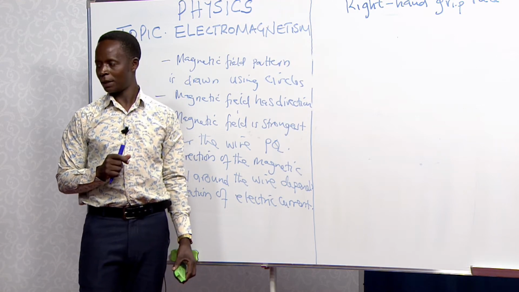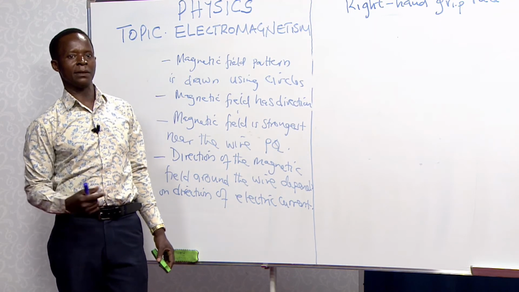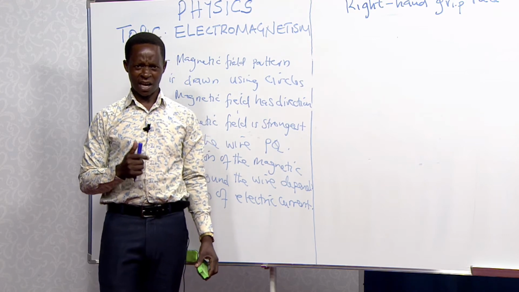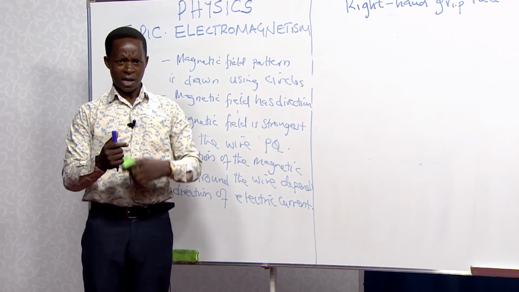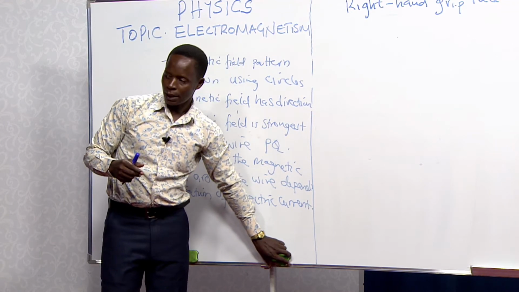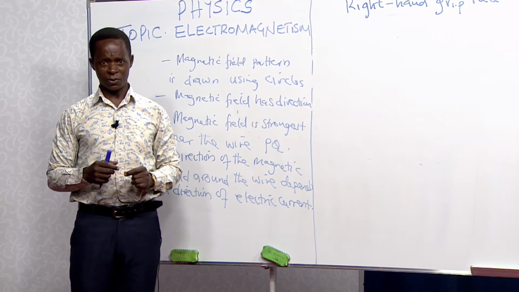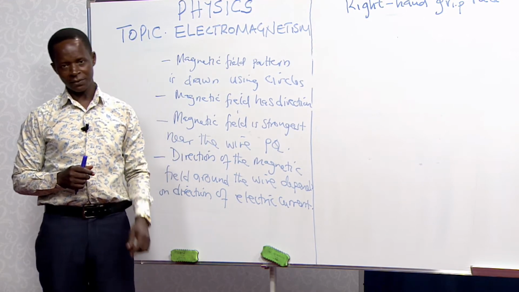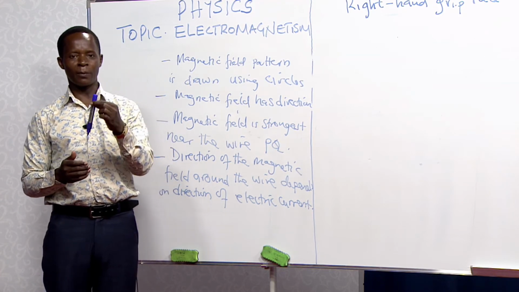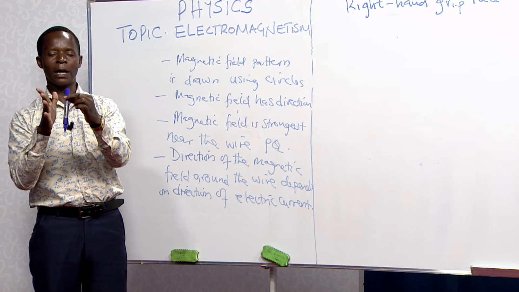Hope you have picked that. I've said either a ruler or a pen or a pencil. And you imagine that that one is a conductor, and it is going to allow the flow of electric current. So we want to look at the right hand grip rule, how it helps you to tell the direction of a magnetic field.